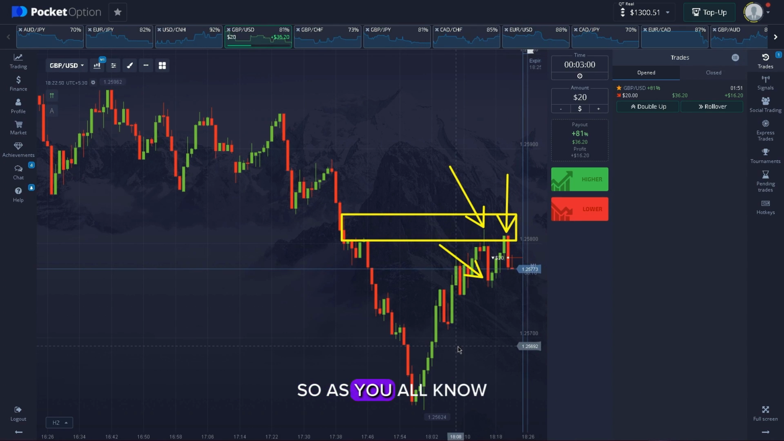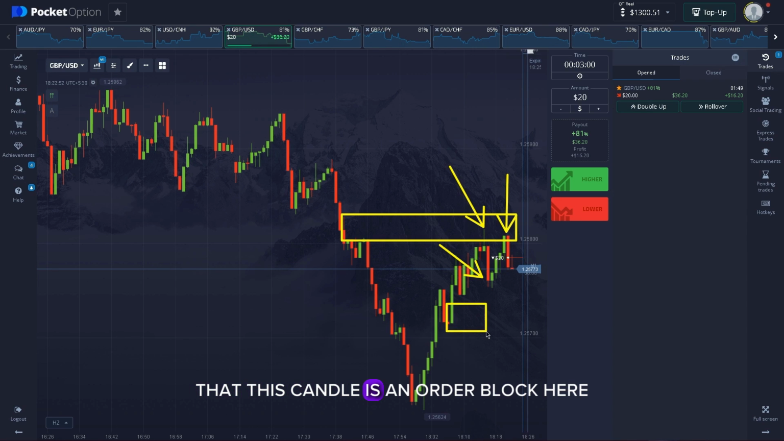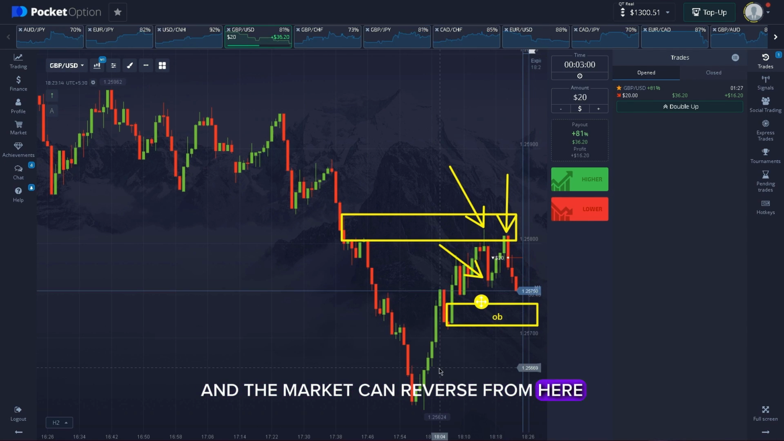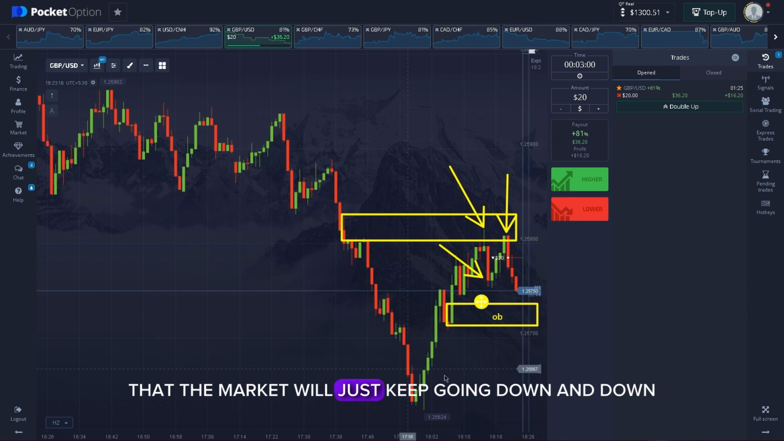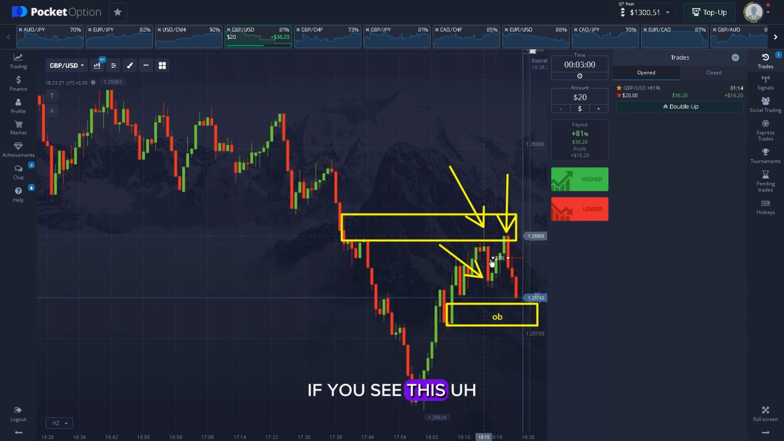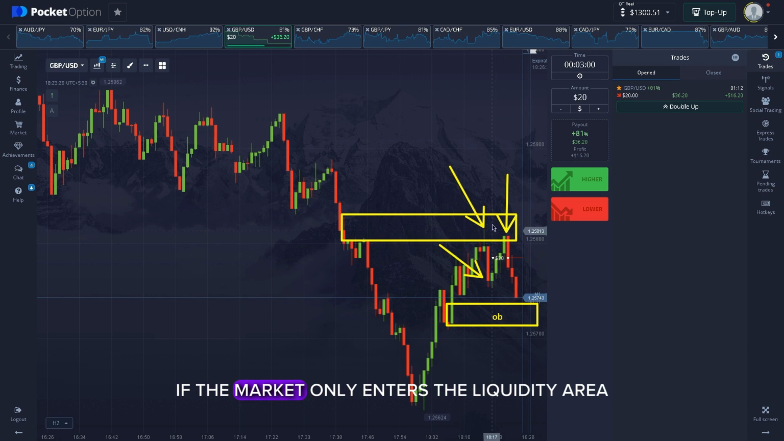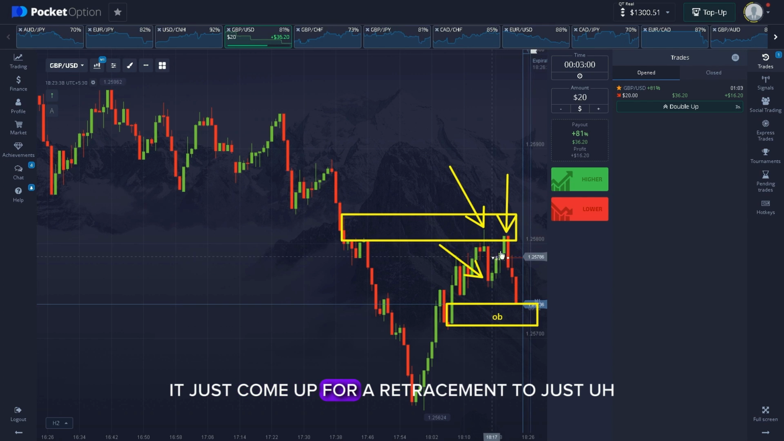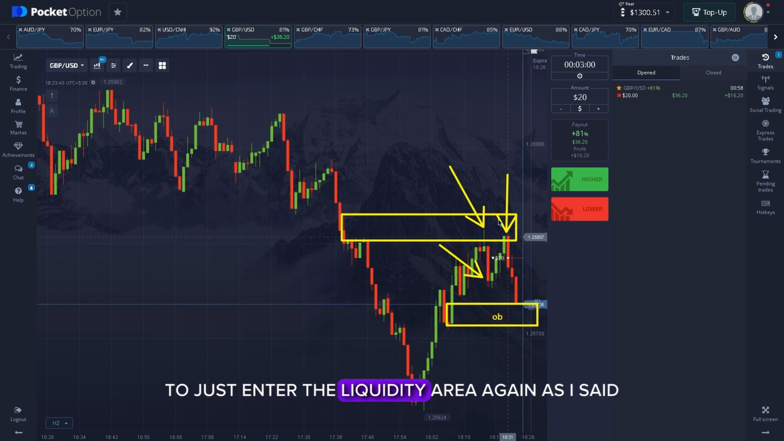As you all know, this candle is an order block here, and the market can reverse from here, but I personally think that the market will just keep going down and down. As I said, it was an easy win. If the market only enters the liquidity area with just a wick, it can go down, but most of the time it comes up for a retracement to enter the liquidity area again.